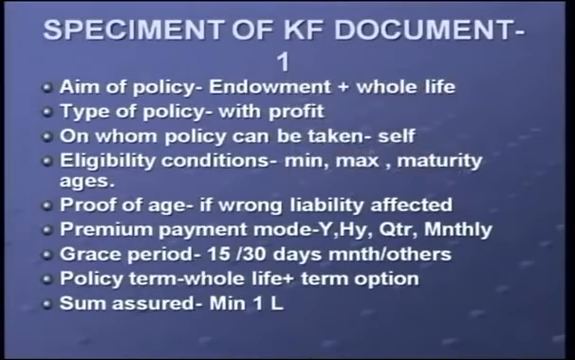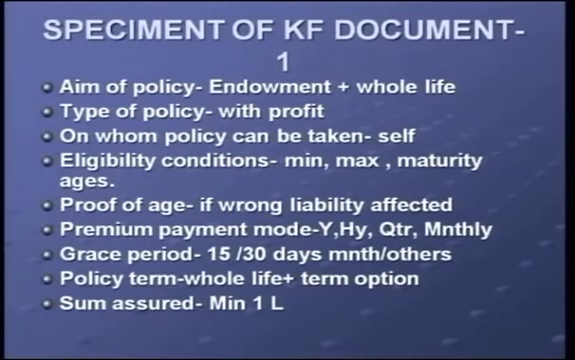Now we will see one specimen of a key features document, what it should contain. It is given in the book, we are summarizing here. What is the aim of the policy? So it is endowment and life. We are taking the example of a life policy. It is an endowment plus whole life policy. Type of policy, it is a with-profit policy.